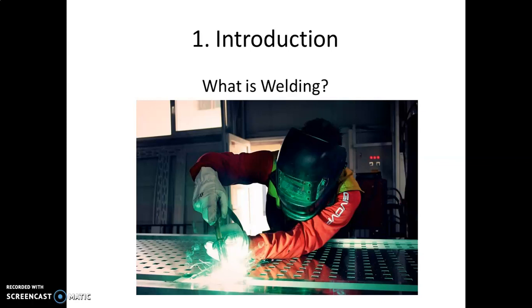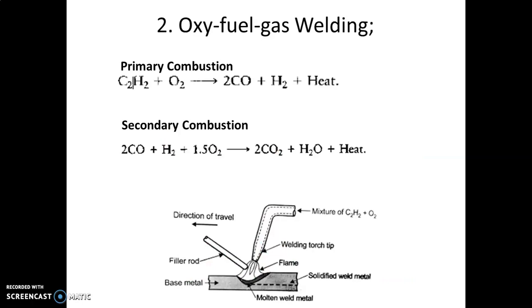What is welding? In a metal joining process, the two parts that are to be welded or joined are fused or melted together by the application of heat, with or without pressure application. Permanent fusion happens between the joining metals. Now, let's start with the first type of welding, that is oxy-fuel gas welding. Now, what exactly is this type of welding process?